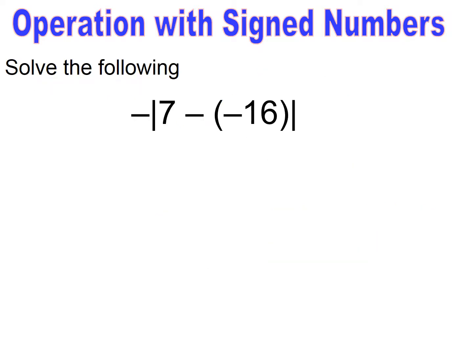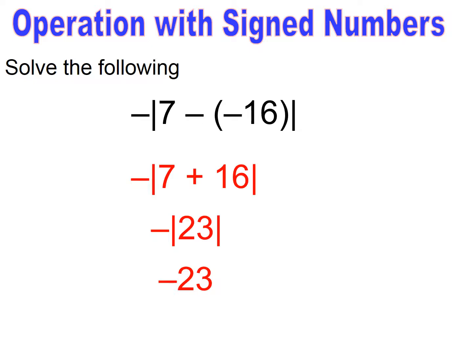Pause and try. So you see in here I have a double negative inside. I need to change that to a plus first. Then I do the addition, and I end up with 23. And then I take the absolute value of 23 and I attach the negative.